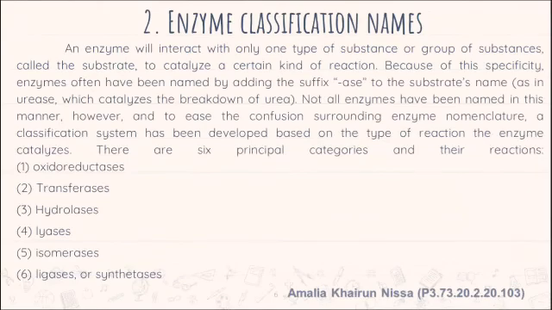However, to ease the confusion surrounding enzyme nomenclature, a classification system has been developed based on the type of reaction the enzyme catalyzes. There are 6 principal categories and their reactions. The first is oxidoreductases, which are involved in electron transfers. The next is transferases, which transfer a chemical group from one substance to another.